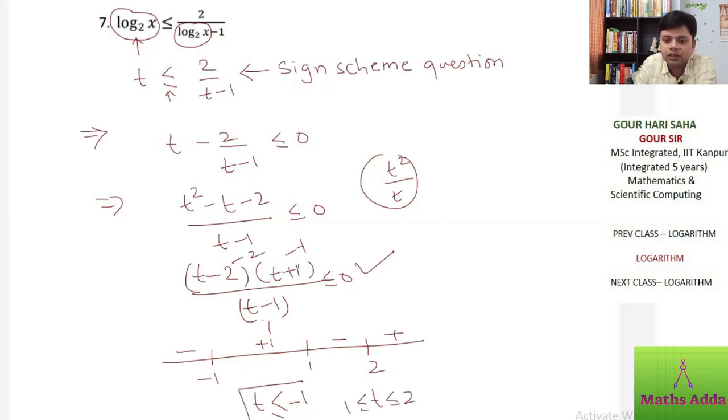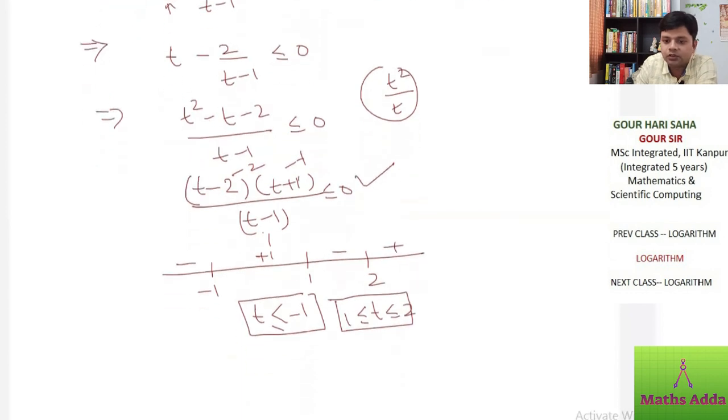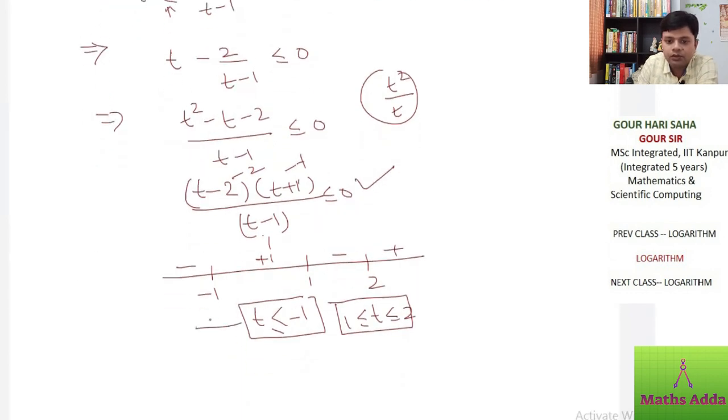So these are the values of t. What we are looking for? We are looking for x, but what is t? t is log of x base 2. So from the first one, log of x base 2 is less than or equal to minus 1, right? So this means, since it is base 2, you can convert to x is less than or equal to 2 to the power minus 1, that is x is less than or equal to 1 by 2.